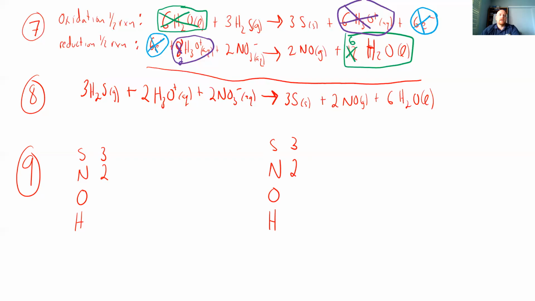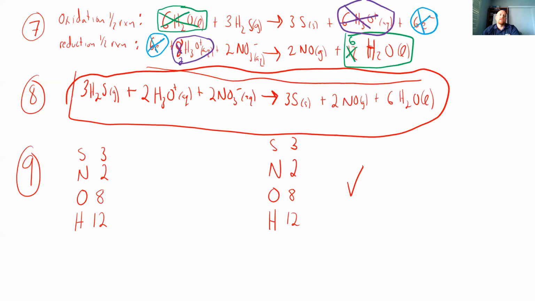Next, oxygen. Well, I've got 2 times 1 plus another 2 times 3. So that gives me 8 oxygens. Now I have 2 times 1 plus 6 times 1. That's also 8. So that oxygen looks good too. For hydrogen, I have 3 times 2 plus 2 times 3. That gives me 12. And over on the product side, it looks like I have 6 times 2 gives me 12 as well. So we're good, which says that our reaction here should be the correct reaction for this balanced chemical equation.